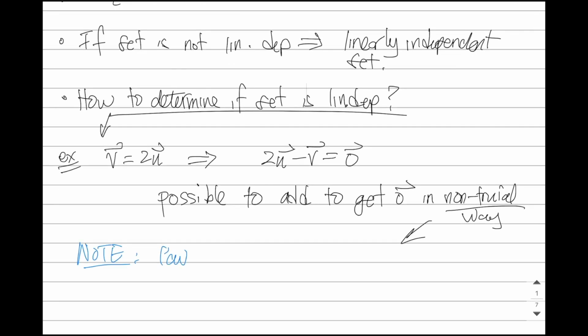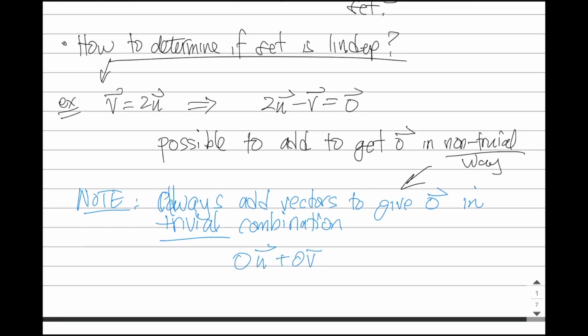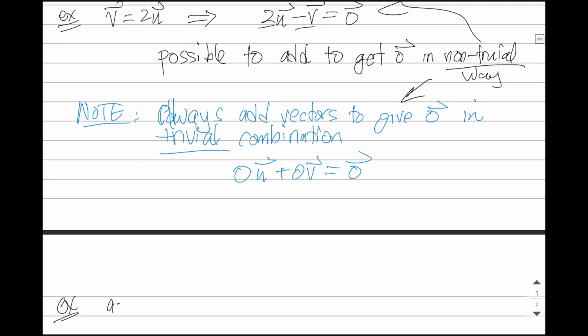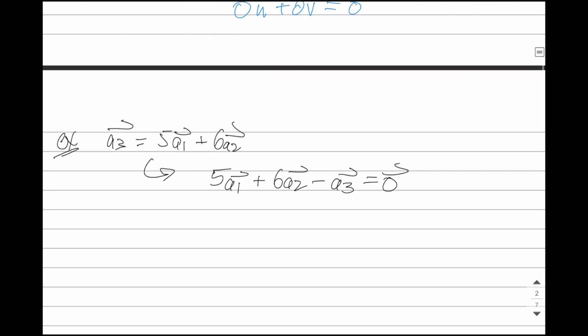By contrast, it's always possible to make vectors add up to 0 in a trivial combination. Trivial is a word that kind of just says, duh, it's so easy, everybody should be able to see it. Well, this is the trivial combination: 0 bunches of u plus 0 bunches of v does always give me 0. This example here was non-trivial because there were 2 of them and -1 of them. In the other example that I gave you earlier, a3 was 5 bunches of a1 and 6 bunches of a2. I can take them, 5a1 plus 6a2 minus a3 is 0. They can add up to the 0 vector in a non-trivial combination.